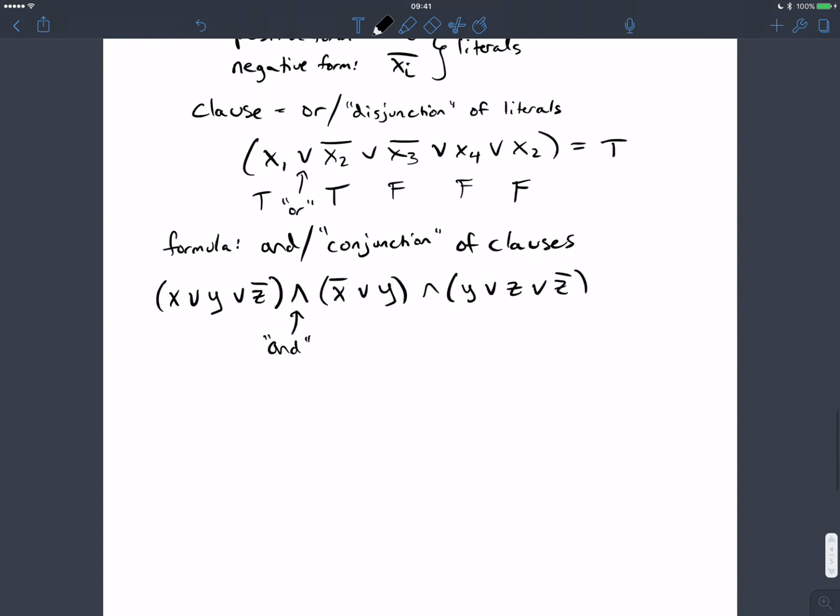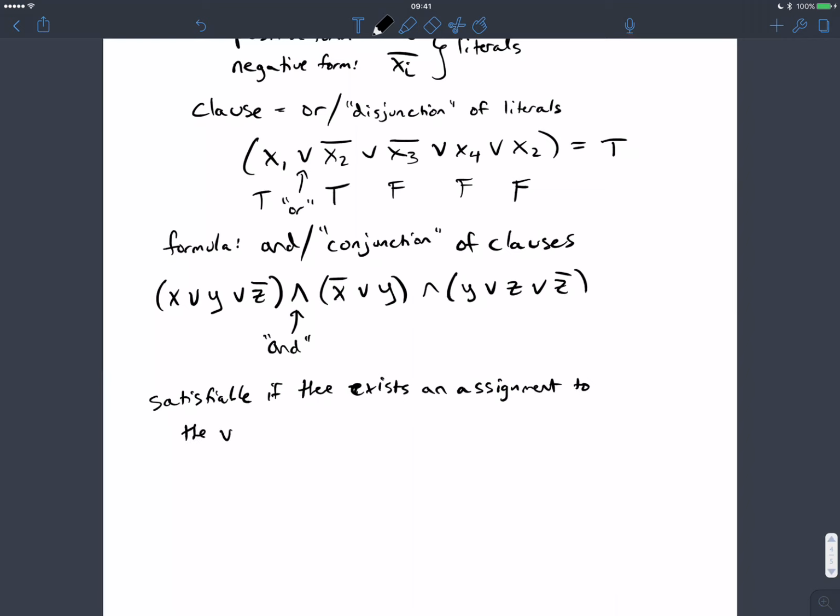So the truth value of whatever the 3 clauses are is ANDed together. Okay? And we say a formula is satisfiable if there exists an assignment to the variables to make the formula evaluate true.